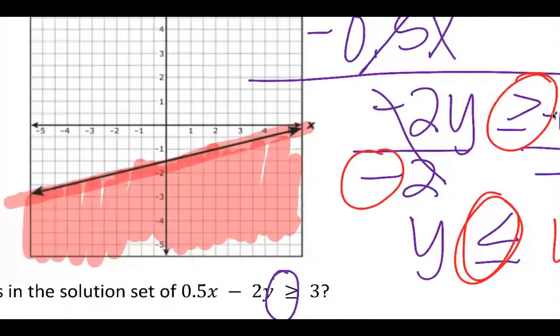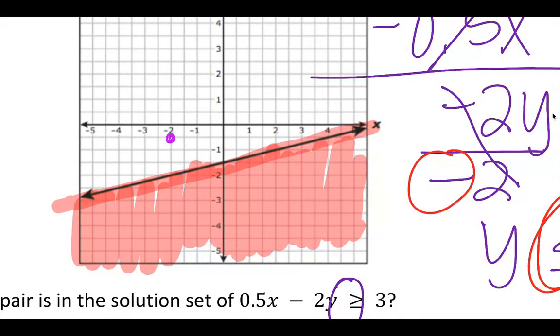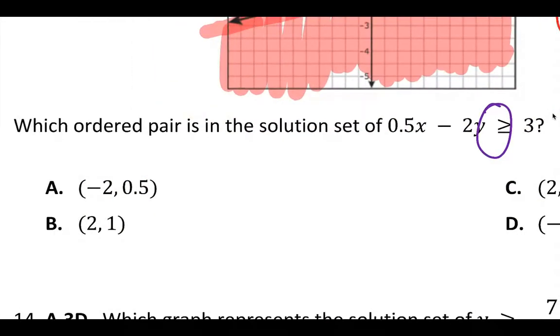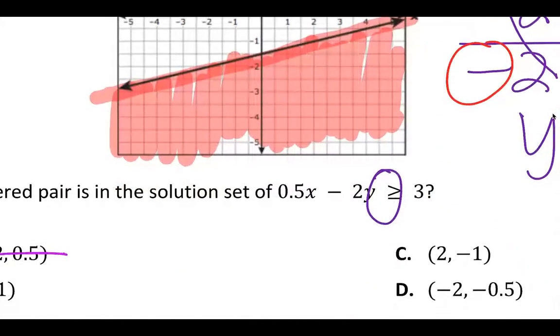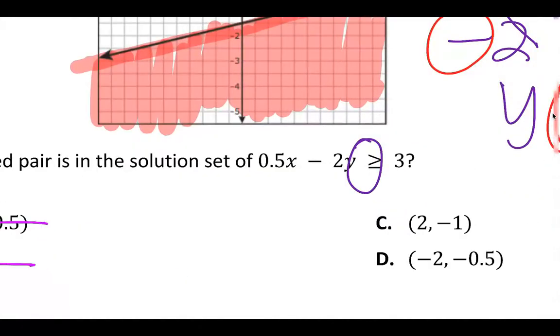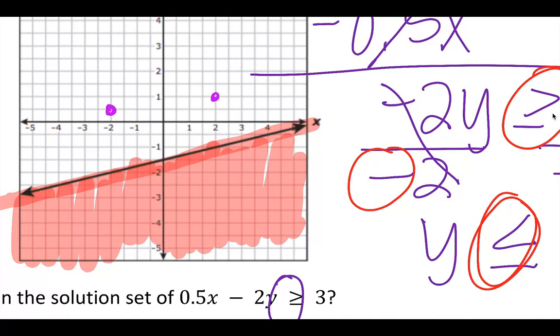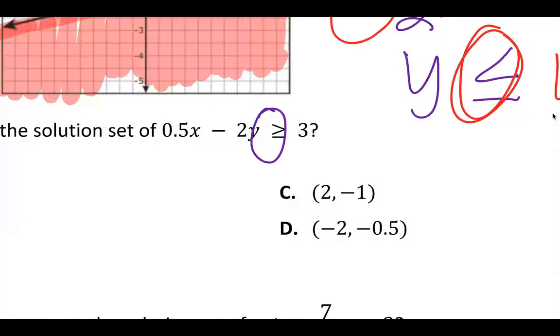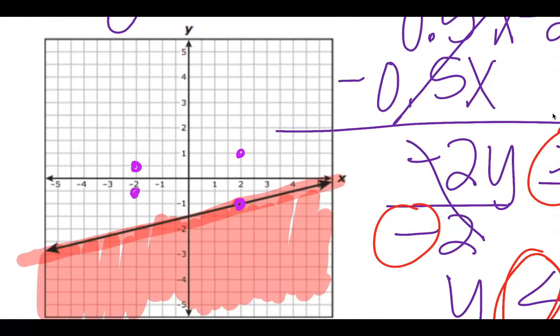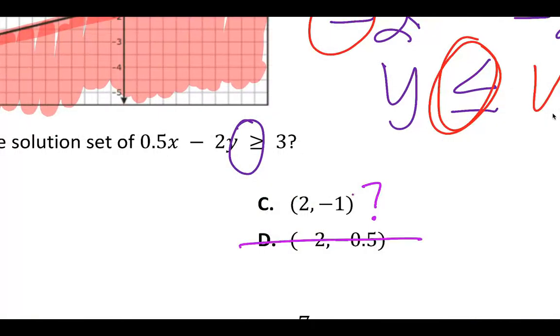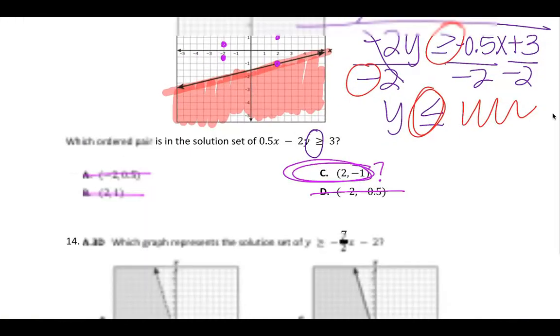-2, 0.5 is A. That's negative. That's definitely not it. It's not in the red shaded area. 2, 1 over 2 up 1. It's not it. Up, y'all, the struggle is real. 2, 1. That's not it. 2, -1. 2, and then down -1. Oh, that's on the line. That could be it. -2, -0.5. Definitely not it. So my answer is 2, -1 because it is on the line.